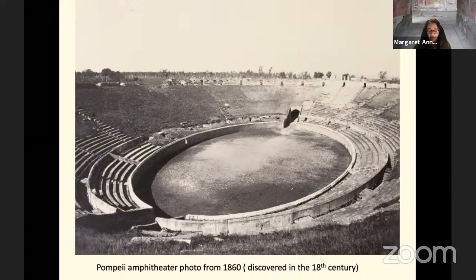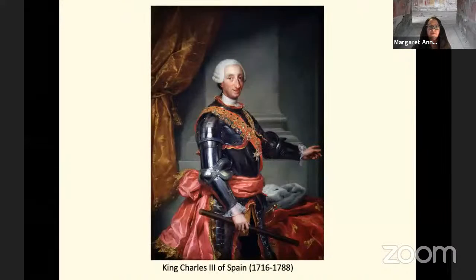In 1755, that's Charles III of Spain. In 1755, the excavations at Pompeii were led by Roque Joaquin Alcubierre, a Spaniard, who initiated a more systematic exploration, including documentation, drawings, and keeping excavation journals. He worked in the service of King Charles III of Spain, who I'm showing you here.